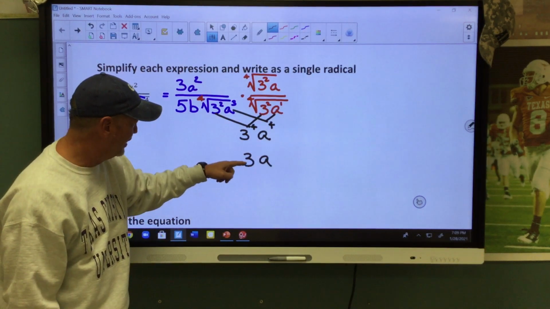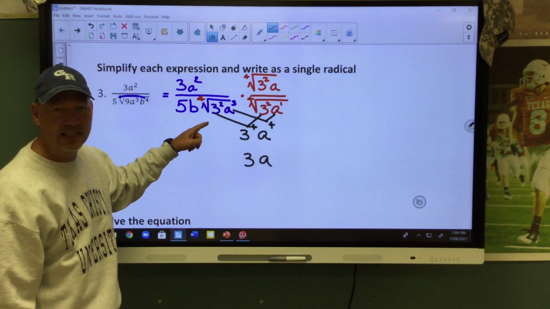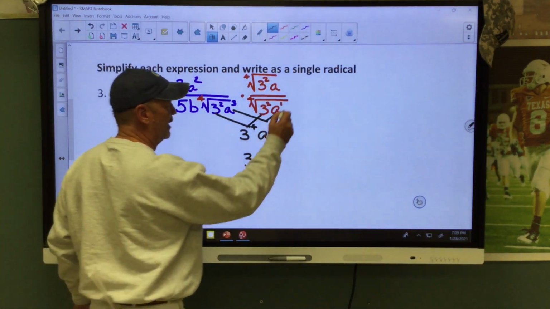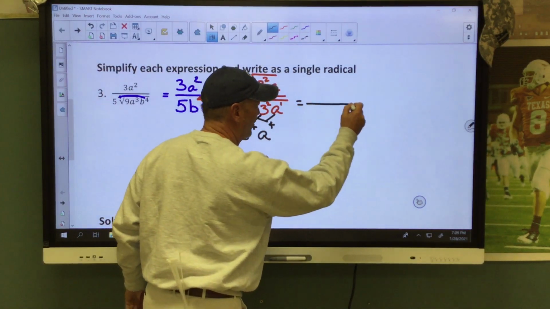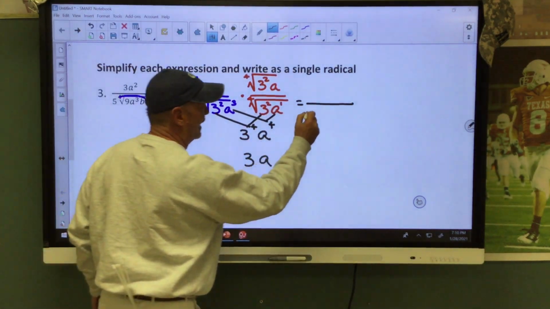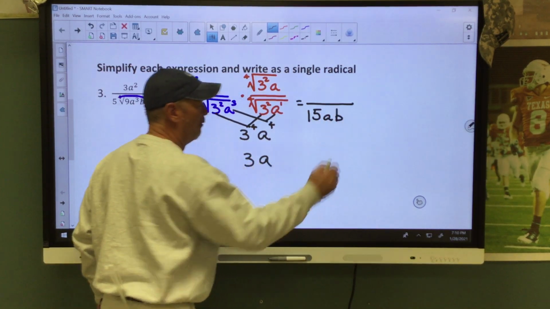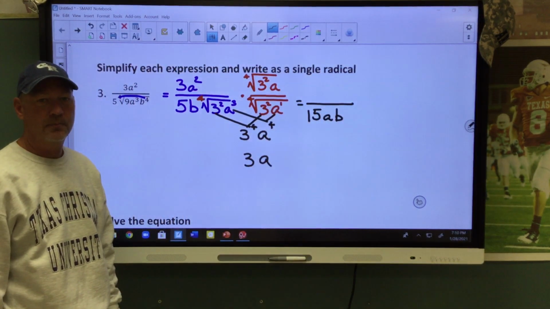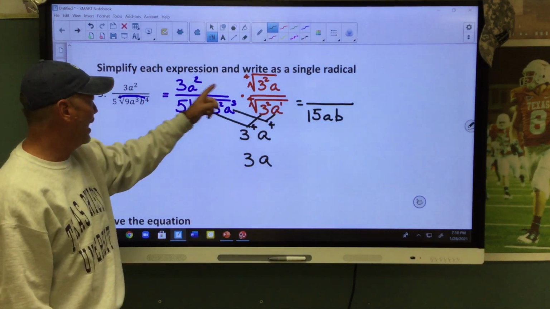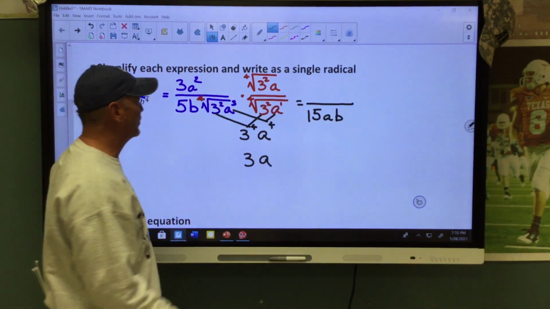These are outside. 5b is outside. That is going to give me a total of 15ab for my denominator. Up top, look what we have. I have a 3a squared outside.